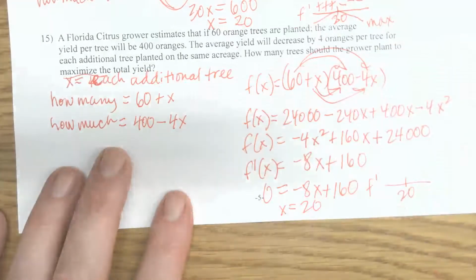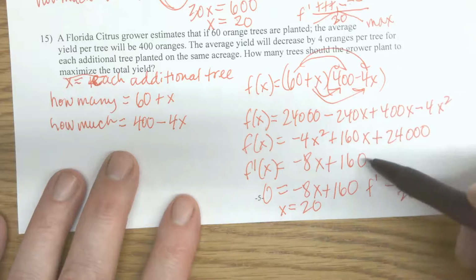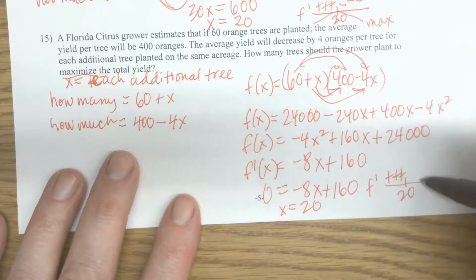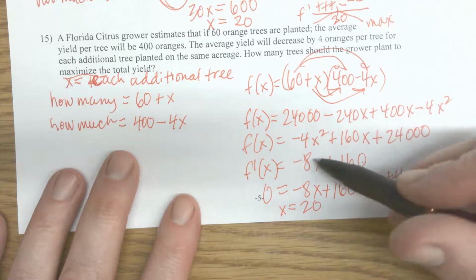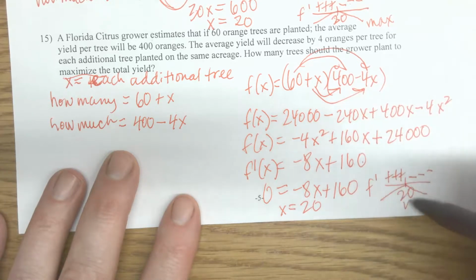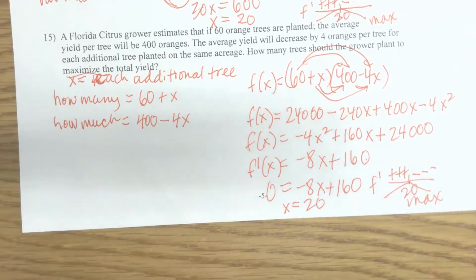Again, I want to maximize my total yield. So I'll do my test point. If I plug in 0, it's positive. If I plug in something like 30, it's negative. So that is a max. And now I have to answer the question. How many trees should the grower plant? 80.